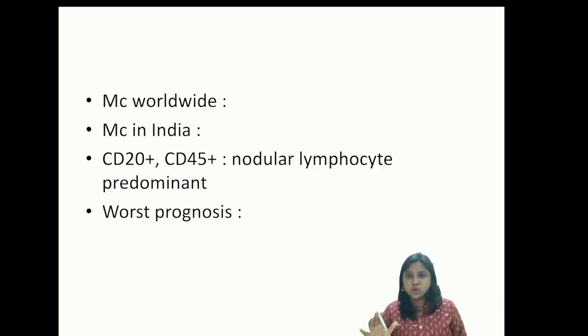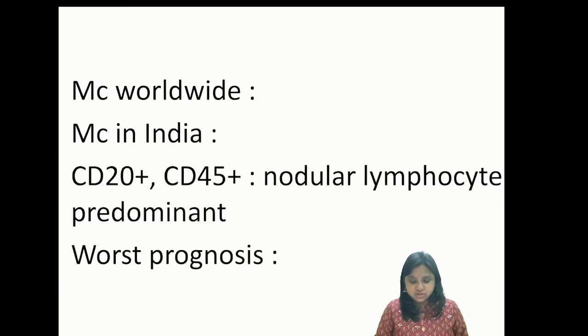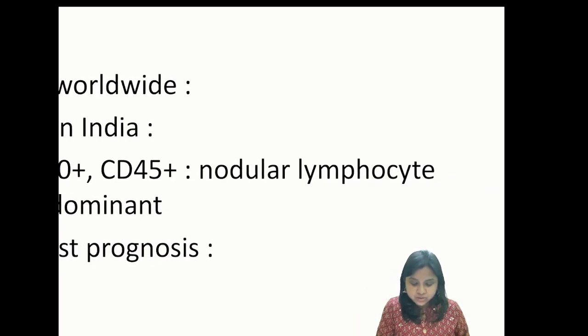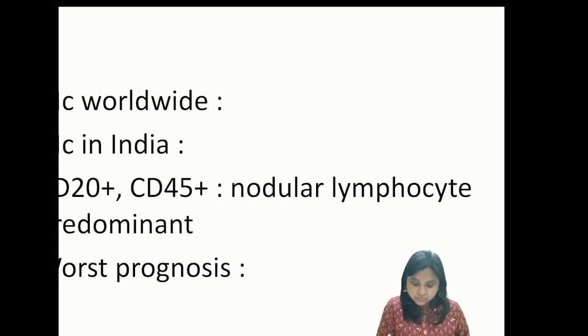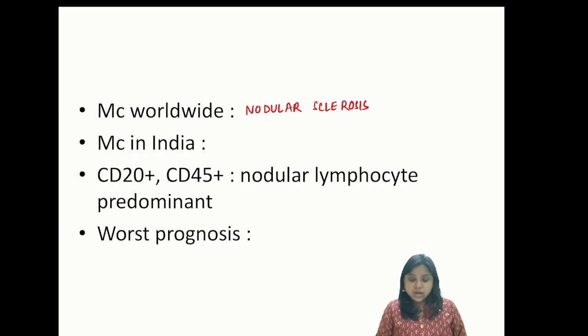The most common type of Hodgkin's lymphoma worldwide is nodular sclerosis. And the most common subtype in India is known as mixed cellularity.